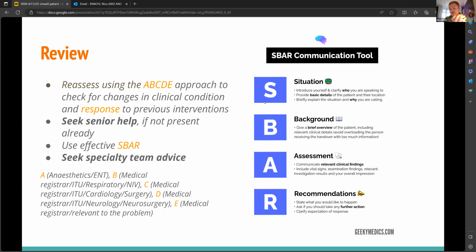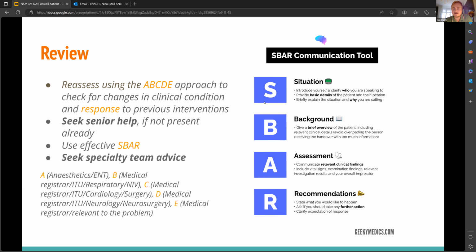If by that stage you don't have a senior around you and you think that senior help is needed, whether you're not sure if your interventions have been efficient, you're not sure if you have the right diagnosis for the patient, or you don't know what's going on and you want your senior to give you some advice, please do seek it at that time and use the SpR.